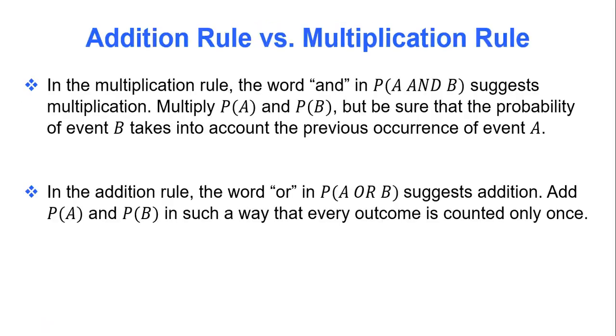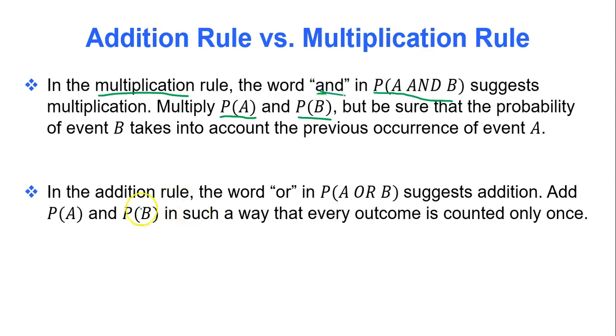So just as a quick reminder, the addition rule versus the multiplication rule. In the multiplication rule, they use the word and. That means you're finding the probability of event A occurring, you're finding the probability of event B occurring, taking into account what happened first, and you're multiplying the two probabilities together. So multiplication rule, you do just that, you multiply. It uses the word and.